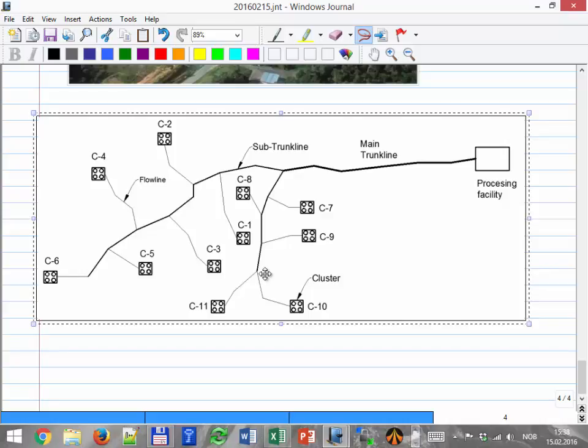It's kind of a tree. If you see, it looks almost like a branch. It's branches from a tree, and then everything gets commingled and goes to a central processing facility. And sometimes this distance might be very long.